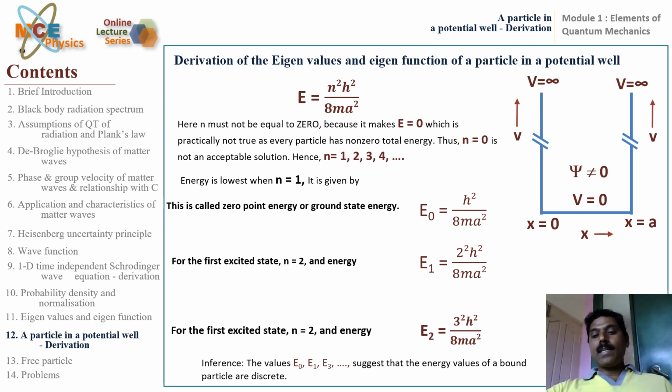So first energy state is this one, the zero point energy state, that is the ground state. And for the first excited state, the energy value is 2 square h square by 8m square, because n is 2 for the first excited state, and for the second excited state, n value is 3. Therefore, by putting the n value 3, we have got the expression for energy for the particle in which energy state? The second excited state. In this way, you can get a number of energy values for various energy states.